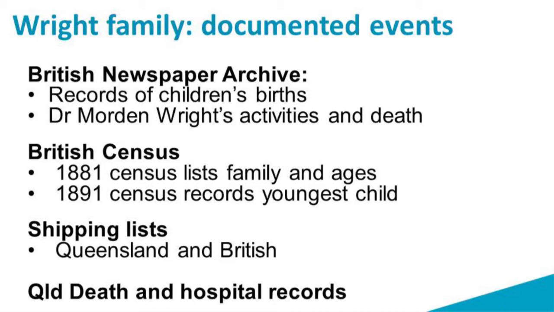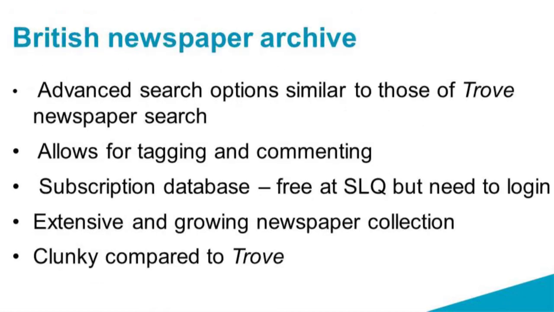So we've got the Wright family, and you've got documented events. We've got the British Newspaper Archive, which is a database that we subscribe to. If you wanted to gain access to that, you'll have to access it here at the library. You can't access it from home, but it can be very useful. There are records of children's births for the family. There's also records on the father of the family, Dr. Morden Wright, and his death.